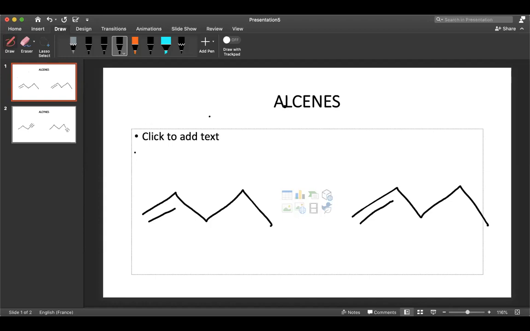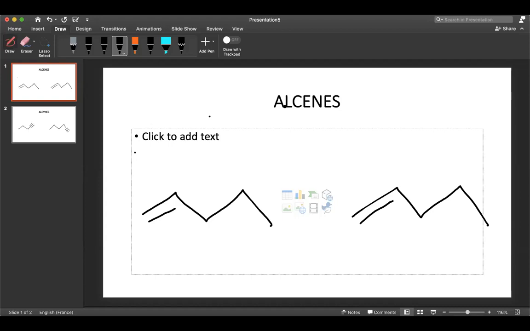Hybridization, what type is it? SP2. The angle between the adjacent bonds is 120 degrees. The type of shape it forms, the structure, is it trigonal? Is it tetrahedral? Is it linear?